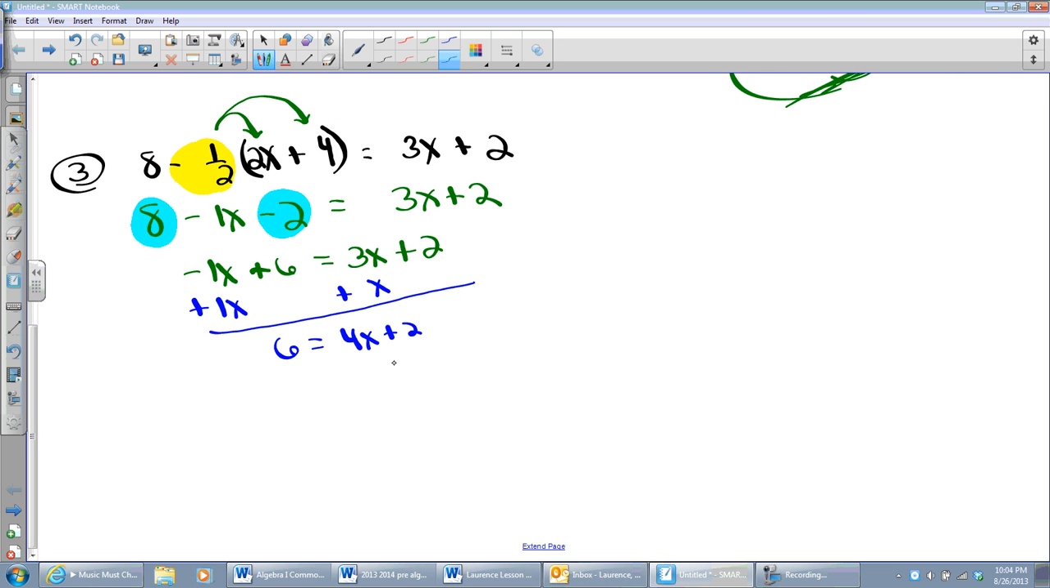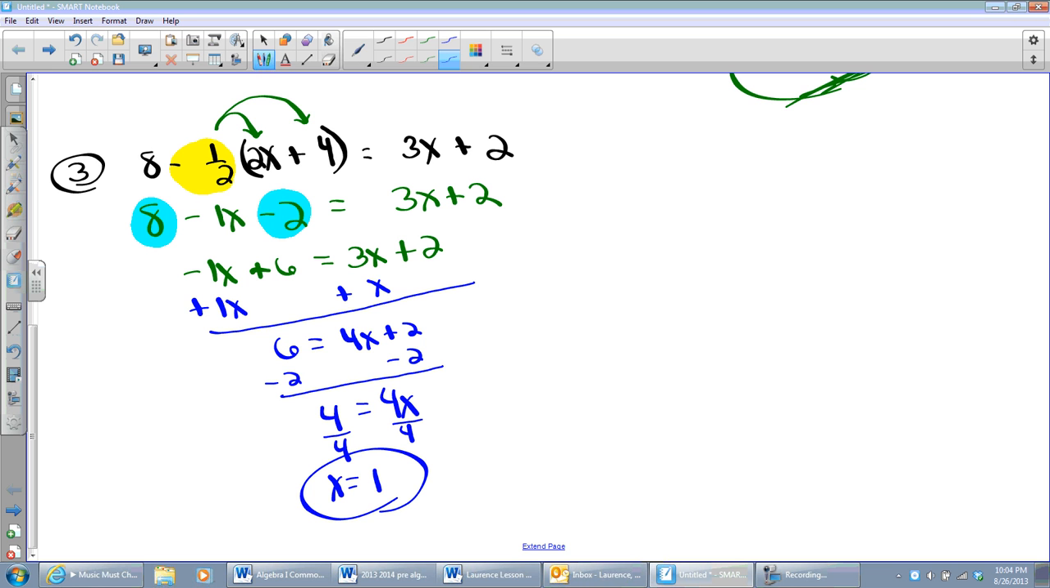Now I have a two-step equation. I'll subtract 2 from each side. 4x will equal 4, and then I'll divide by 4 on both sides. That'll equal 1. And there we go.